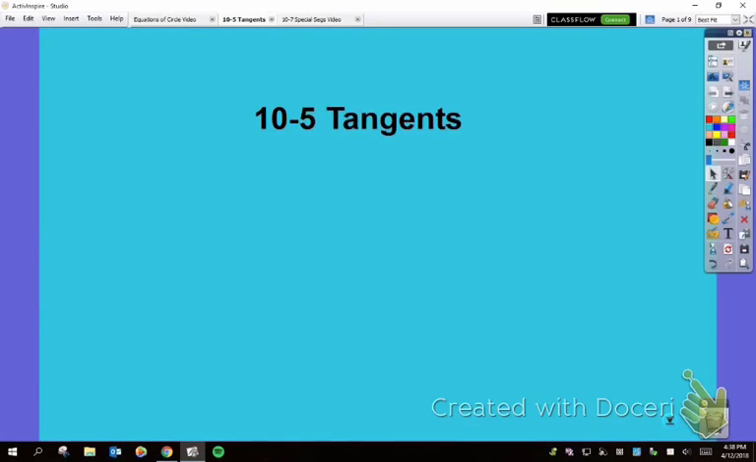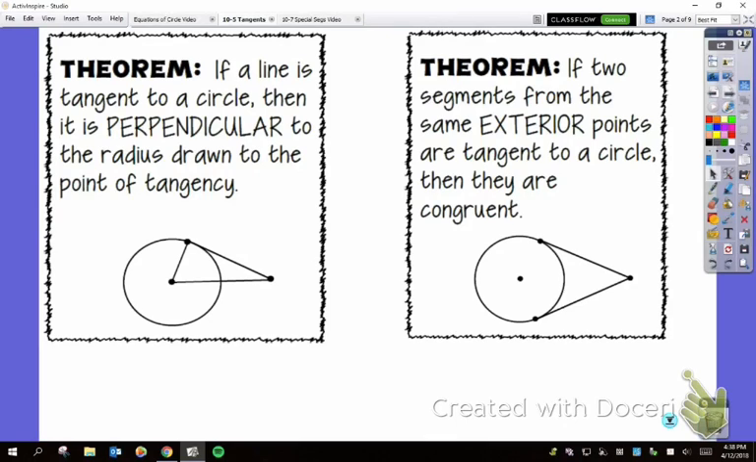All right, today we are talking about tangents and their relationship on a circle. This is 10-5. Okay, so when we talk about tangents, we have two different theorems that we're looking at here. The first theorem says if a line is tangent to a circle, then it is perpendicular to the radius drawn to the point of tangency.